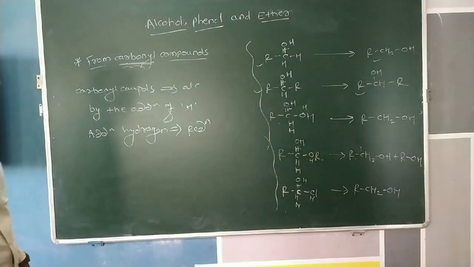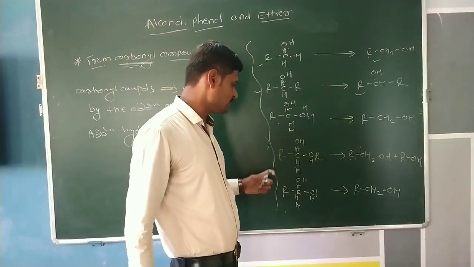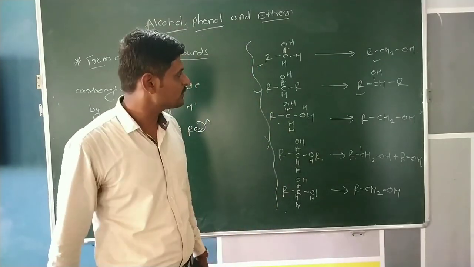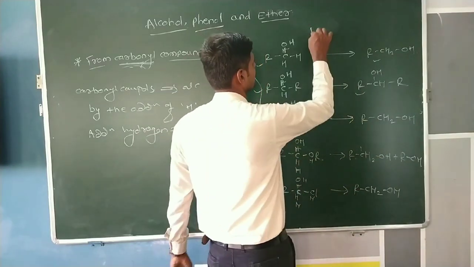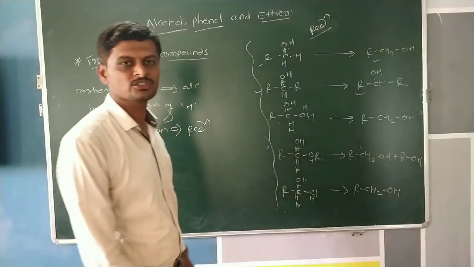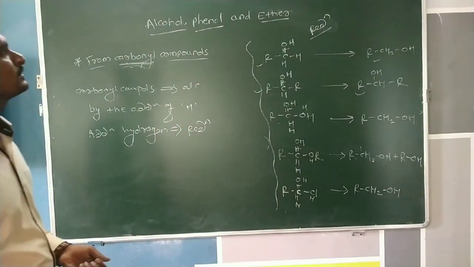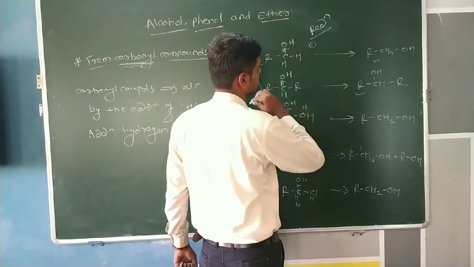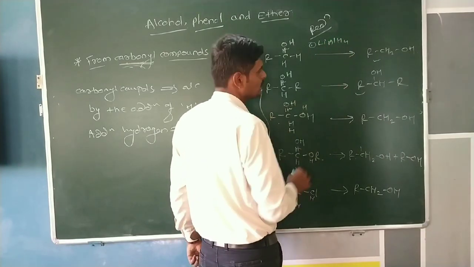Okay guys. That means aldehyde, ketone, carboxylic acid, ester, acyl halide, all these carbonyl derivative functional groups get converted into alcohol by using a reduction reaction. For this reduction reaction, we can take some reducing agents. Out of these reducing agents, the first one is lithium aluminium hydride.